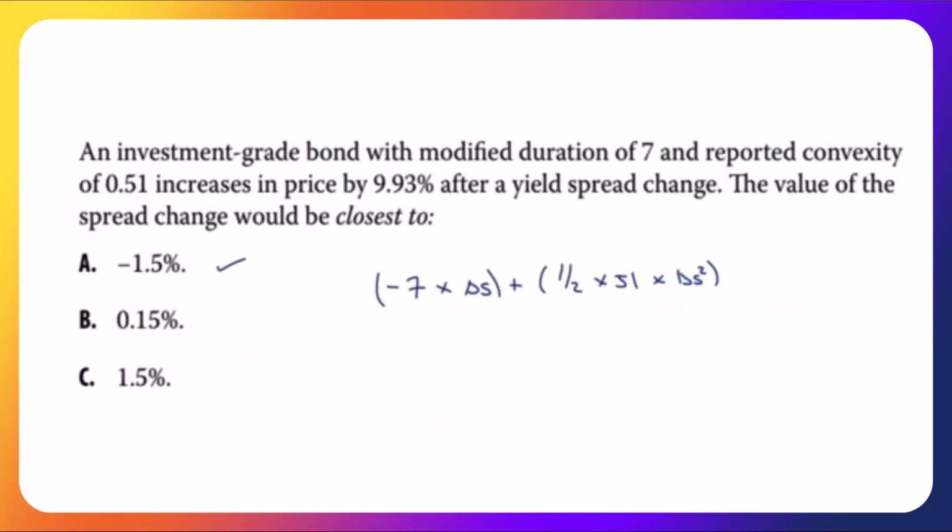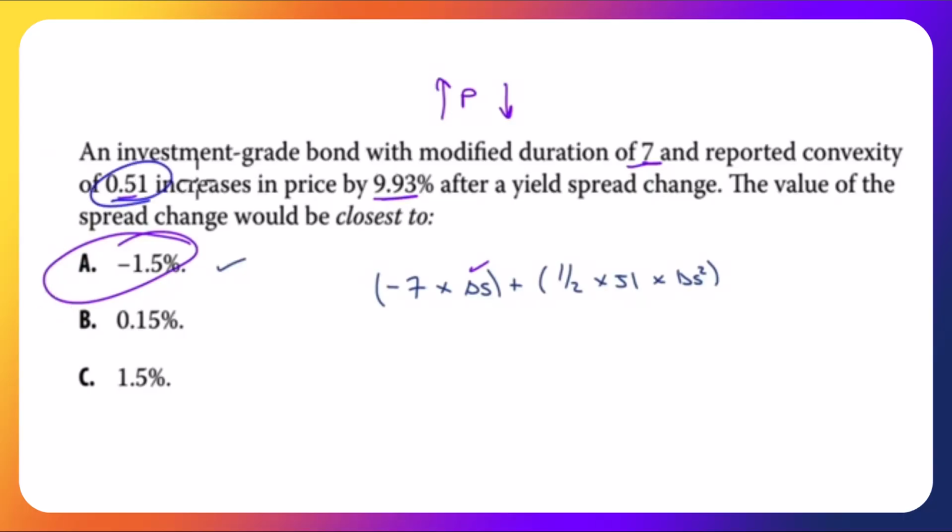This one's easy. An investment-grade bond, modified duration of 7, reported convexity of 0.51, increases in price by 9.93% after a yield spread change. The value of the spread change would be closest to. We need the value of the spread change. Increases in price. Price up, that means yield down, so spread had to contract. The only one contracting is A. I don't have to calculate anything, but it does bring up something interesting here.